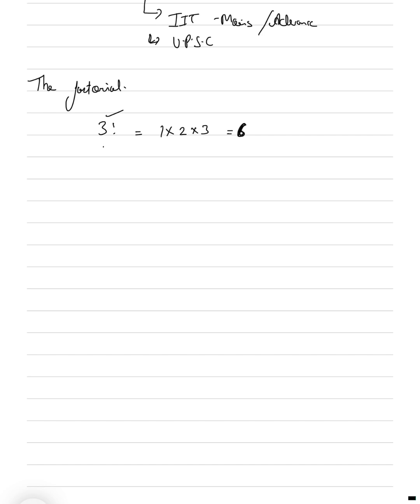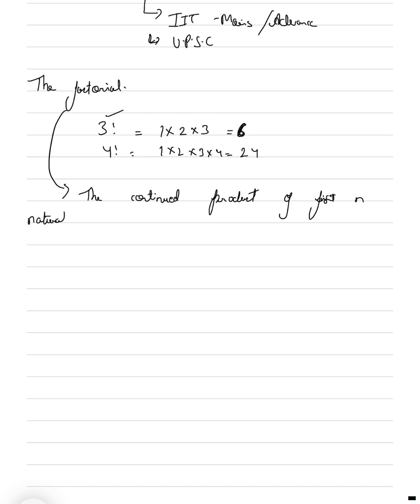Now if we have to find the factorial of 4, it is going to be the continued product of the first natural numbers up to that n. It is going to be 24. So the factorial is defined as the continued product of the first n natural numbers, and n factorial is equal to 1, 2, 3, 4, and we go to n minus 1 and then n itself.